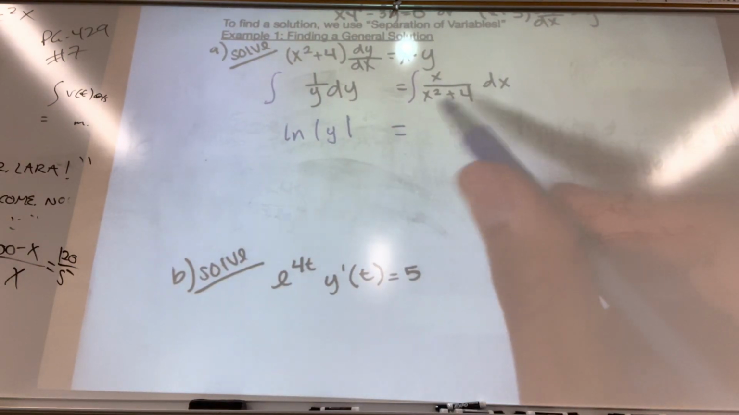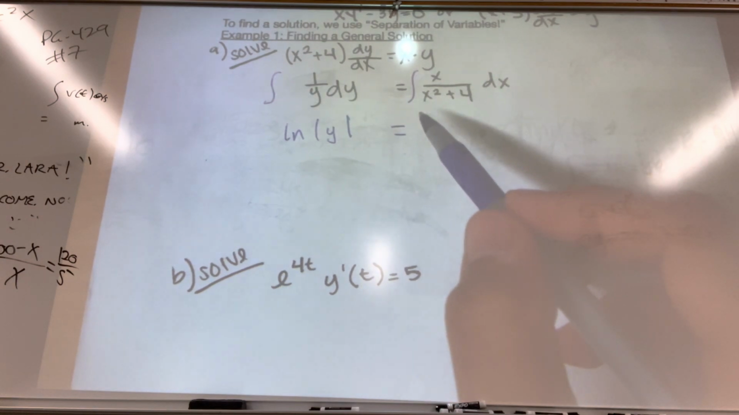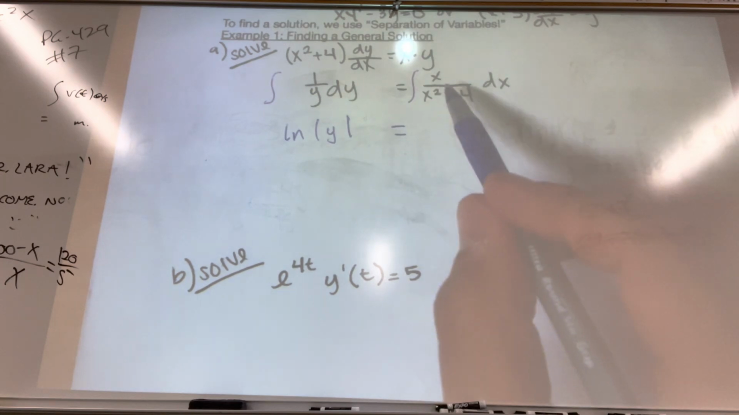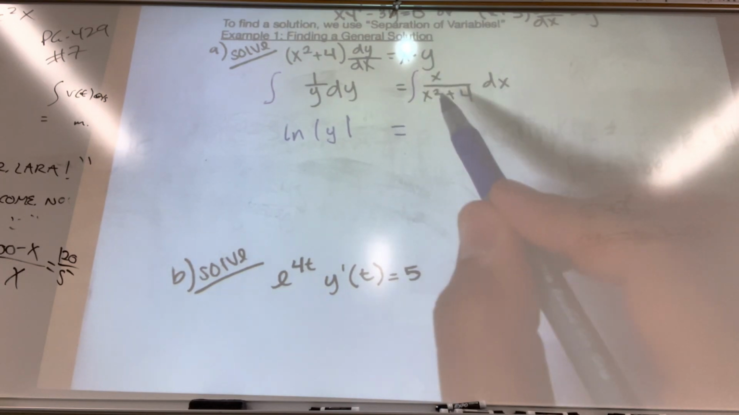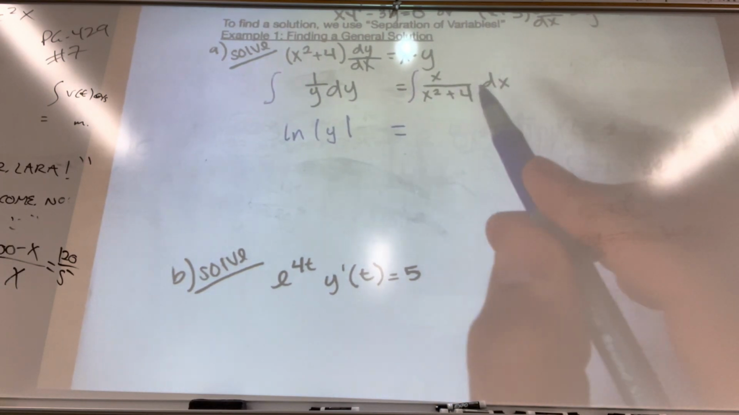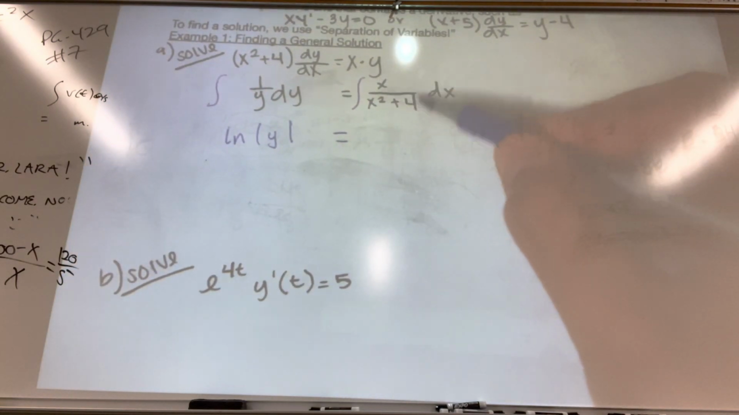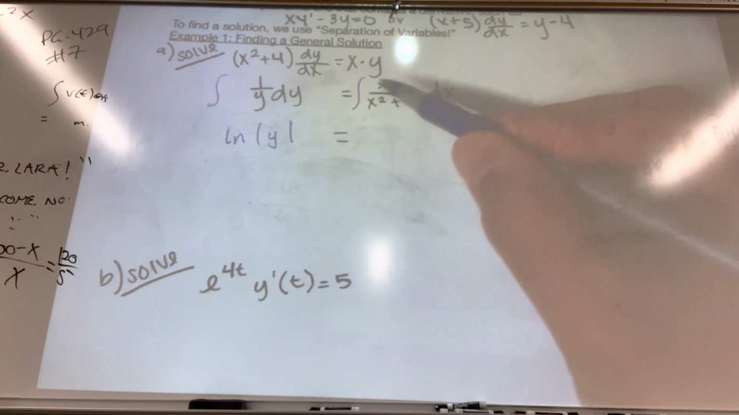Okay, what about on the right side? Is it as easy as the one on the left? No, in fact, I think I'm going to need to use some of my powers that I got from the last chapter of doing an integral. Any ideas how I can find the antiderivative of this function?